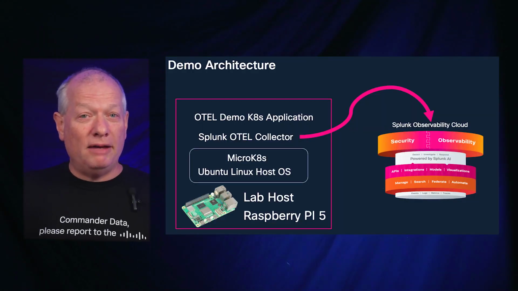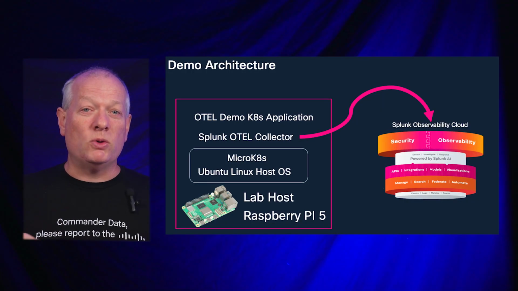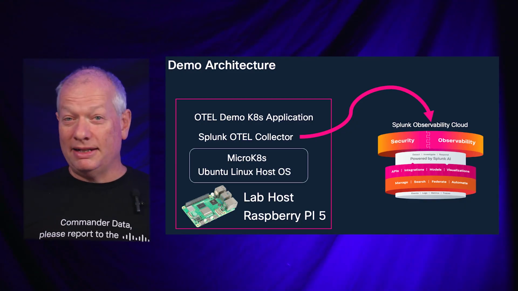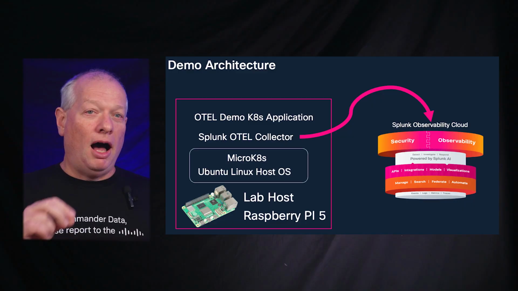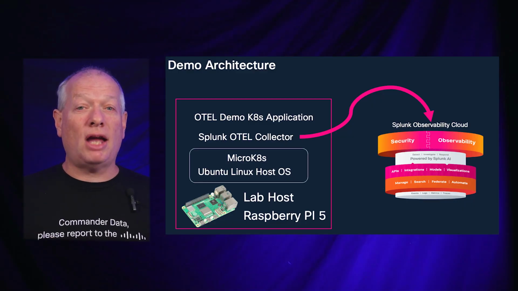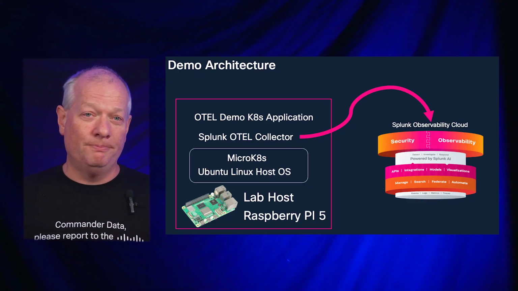And here in my small home lab, I have set up a Raspberry Pi 5 that I am using to learn observability with Kubernetes applications. On this Raspberry Pi, I've installed Ubuntu Linux Server as my base host operating system. And in order to run Kubernetes on a single host in my lab, I've deployed MicroK8s. This is a slimmed down version of Kubernetes that runs everything on a single host.